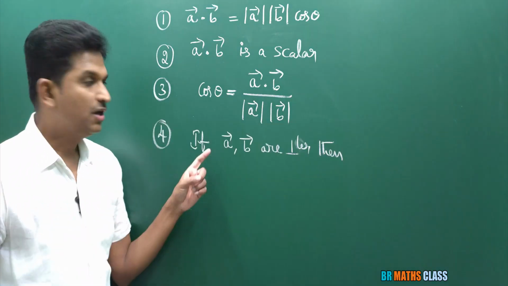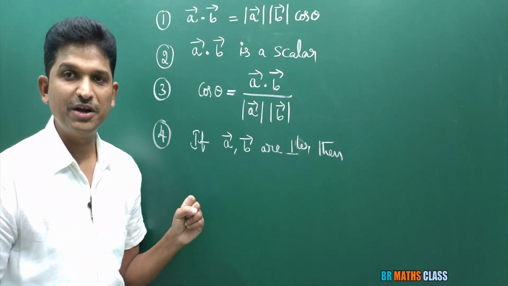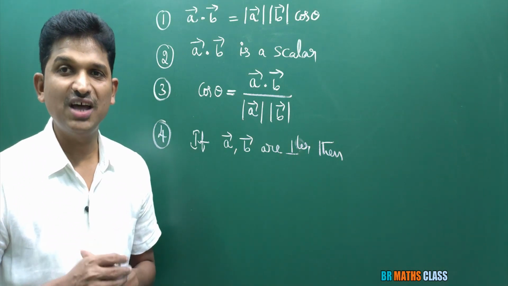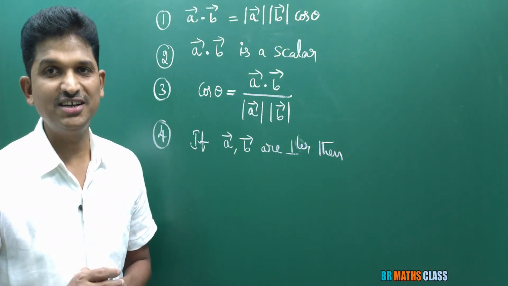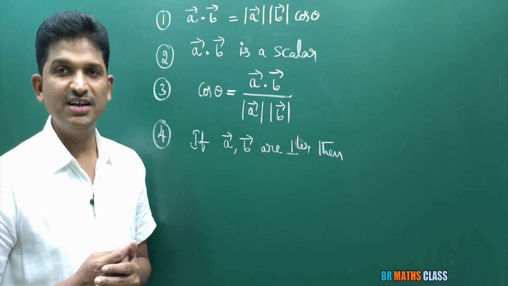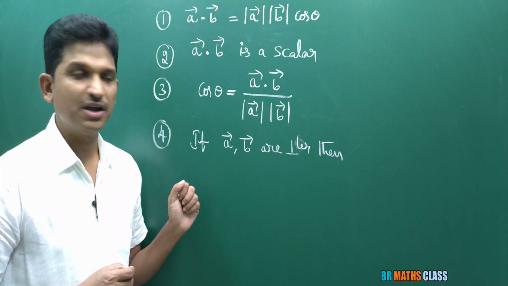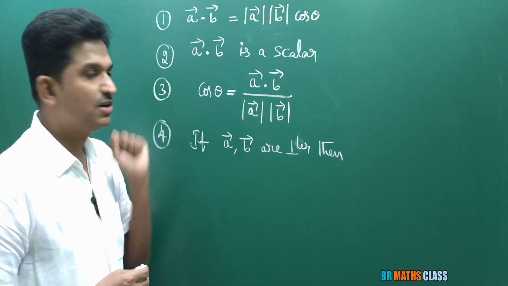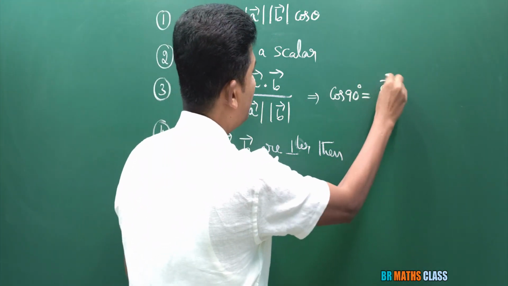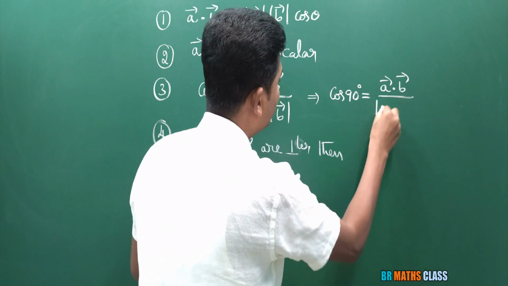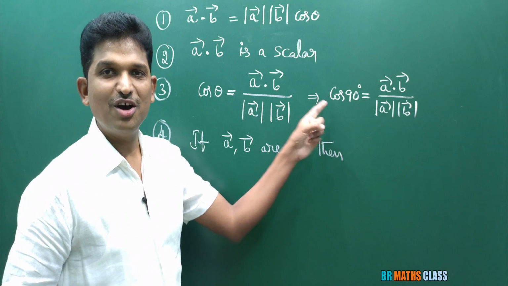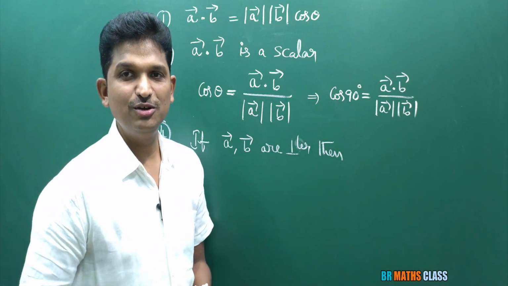Now, fourth formula. If A bar comma B bar are perpendicular, the vectors A bar B bar are perpendicular. If the vectors are perpendicular, what is the angle between them? Angle between them is 90 degrees. So in this formula only, in place of theta, I will write 90 degrees because I know that A bar B bar are perpendicular. Cos 90 degrees equal to A bar dot B bar divided by magnitude of A bar into magnitude of B bar. You know from trigonometry table, cos 90 degrees value is 0.